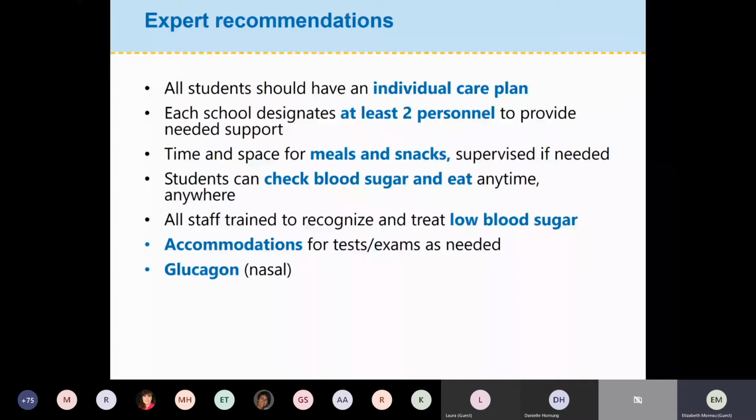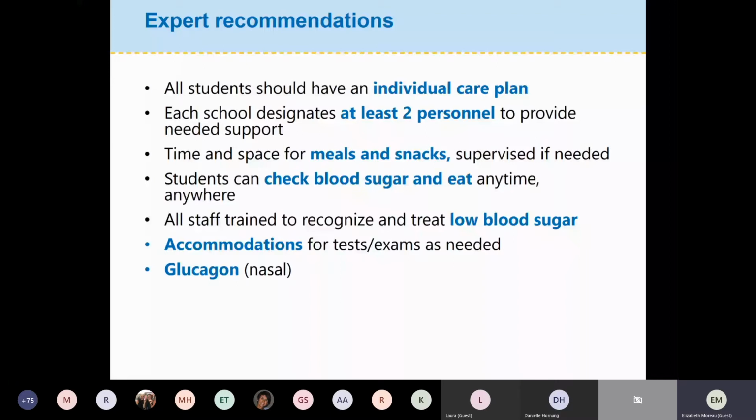We want to make sure that our kids can check their blood sugar, can eat anytime, anywhere in their school. And this would apply to insulin administration as well. We want to make sure that all staff are trained to recognize and treat low blood sugar, because that's going to pose the most immediate danger, if you will, to kids when you send them back to school.